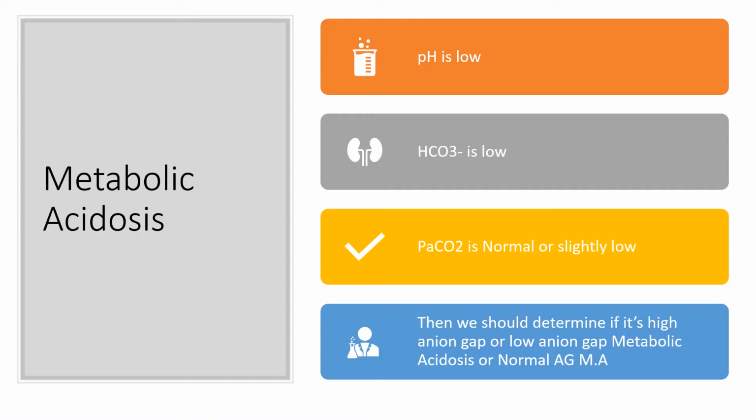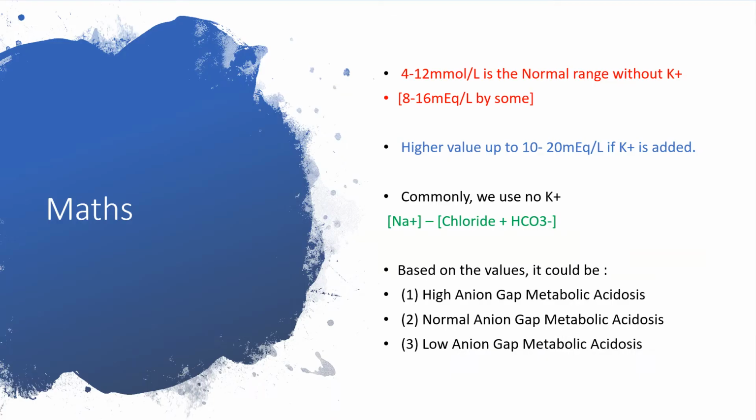In metabolic acidosis, the pH will be low, bicarbonate level will be low, and PCO2 should be between the normal range or slightly low while trying to compensate. Then we should determine, are we dealing with high anion gap or low anion gap or normal anion gap metabolic acidosis. In that case, we will go into some small level of mathematical expression.